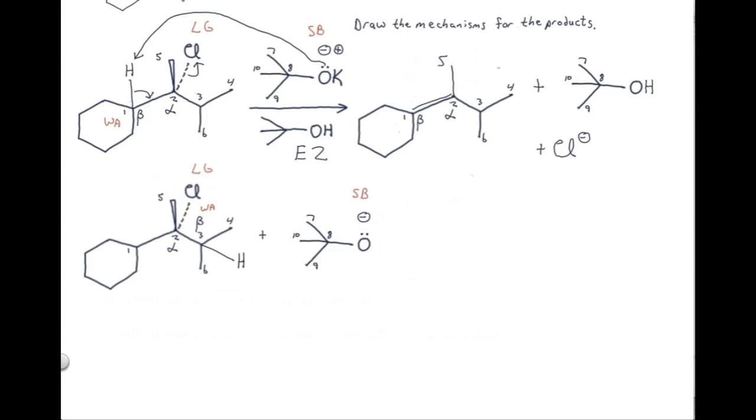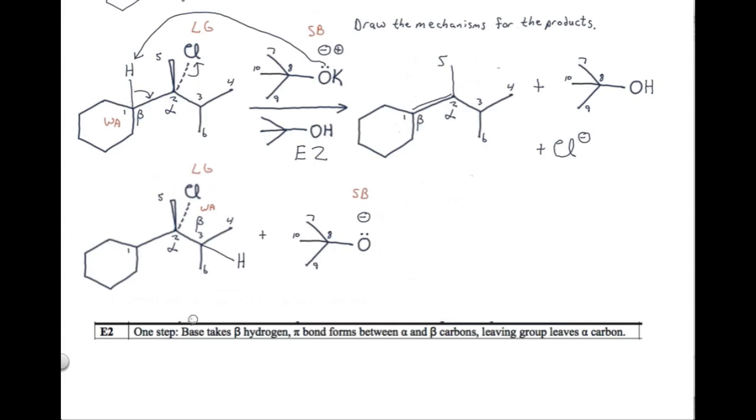And now we can draw our electron pushing arrows. An arrow to show that the base takes the beta hydrogen. Here's the arrow to show that the base is donating electrons to take the beta hydrogen. An arrow to show the pi bond forming between the alpha and the beta carbons. That would be this arrow. An arrow to show the leaving group leaving the alpha carbon. That's this arrow. Now we can draw our products.